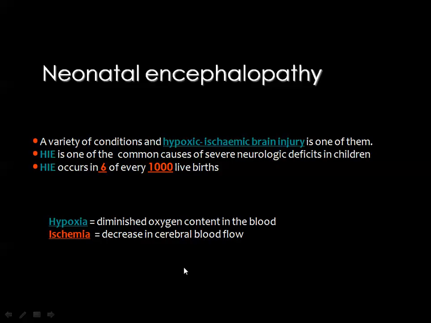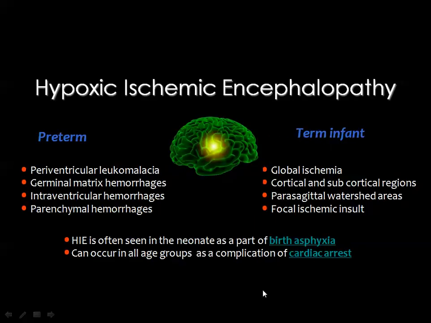You know that neonatal encephalopathy is a big term which includes many conditions, and hypoxic ischemic encephalopathy is one of them. Hypoxic ischemic encephalopathy is one of the common causes of severe neurological deficits in children, and the incidence is about 6 in every 1,000 live births. And you know the difference between hypoxia and ischemia. Hypoxia means diminished oxygen content to the blood, and ischemia means that there is decrease in the cerebral blood flow.